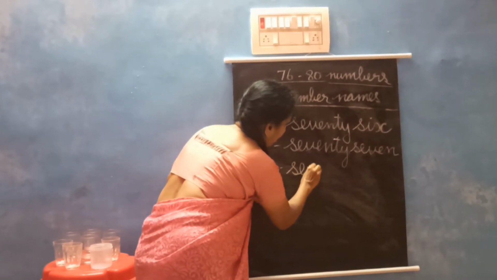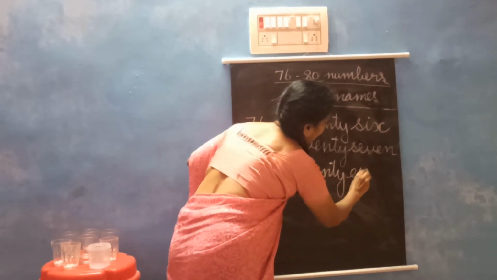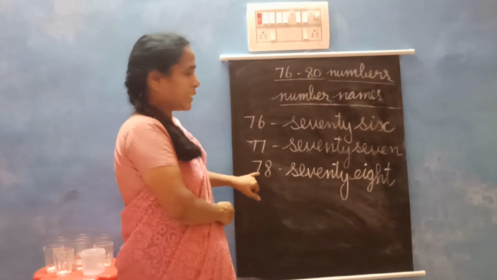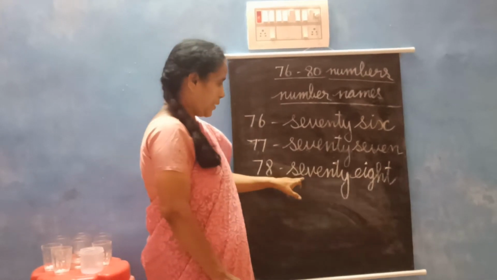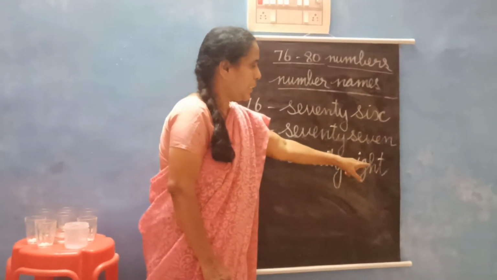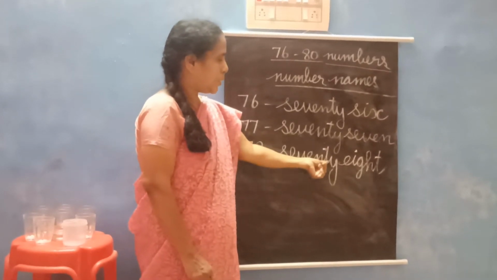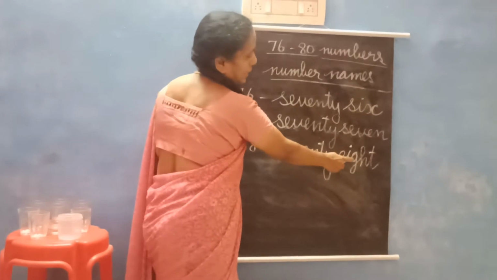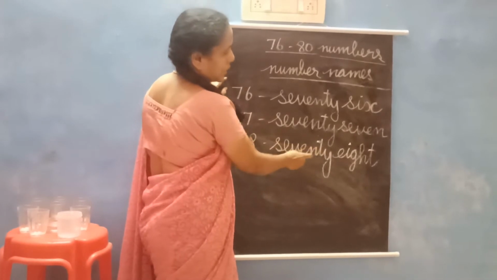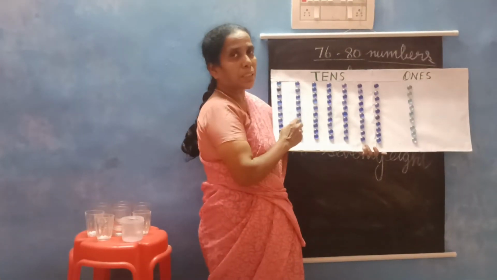Seventy. 78. Eight, 8. 78. 7, 8, 78. Seventy-eight. Eight, 8. 78. Seventy-eight. Eight, 78. Now we will see the number 79.